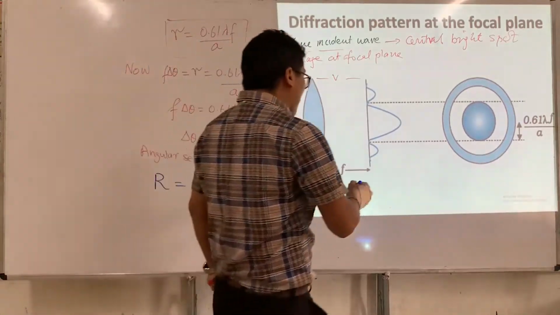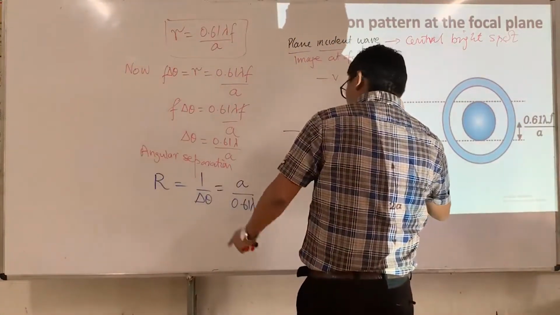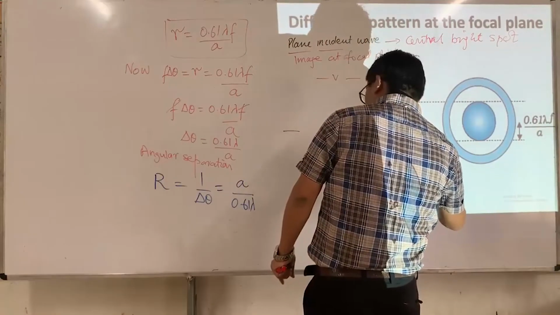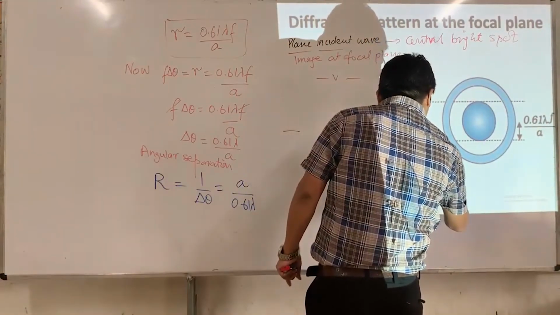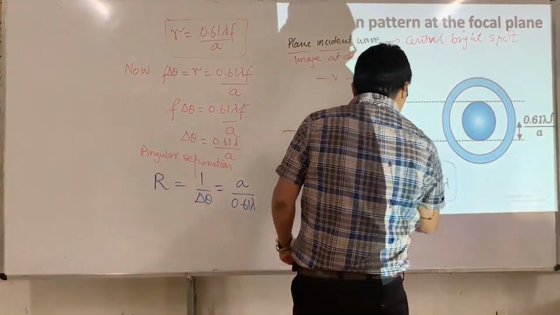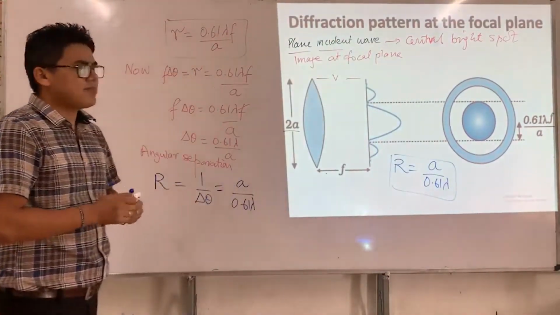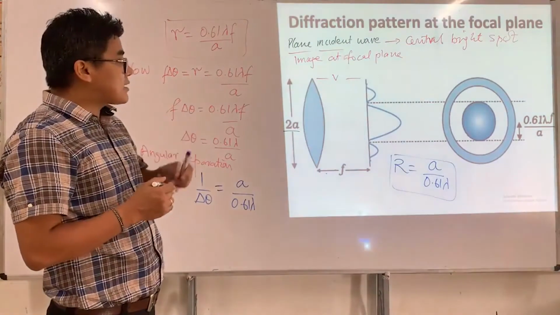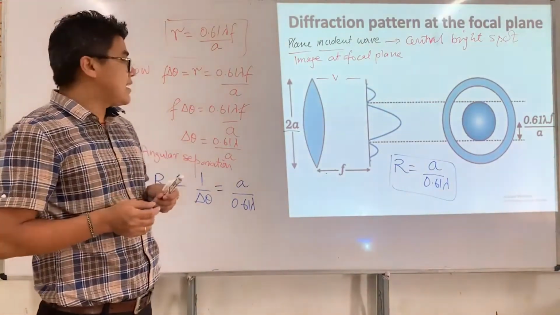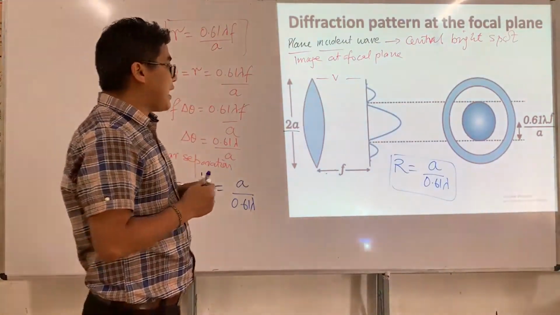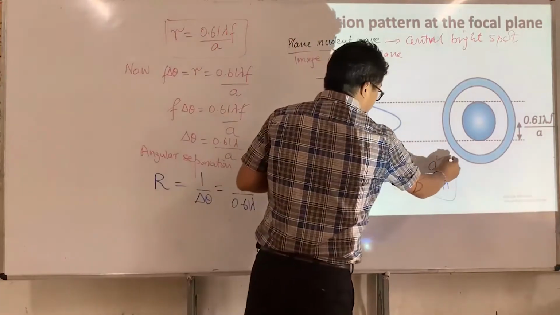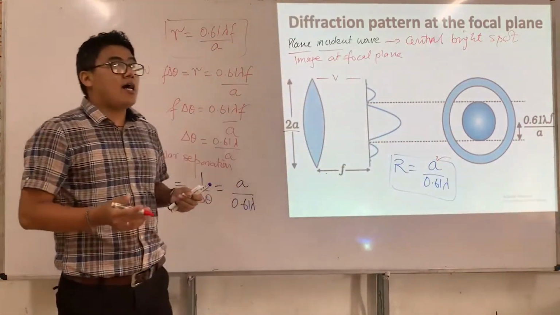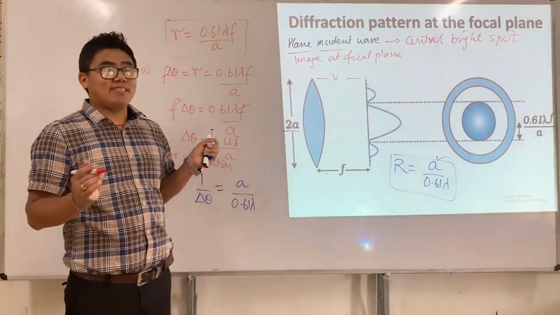Now what is resolving power? Resolving power is equal to a divided by 0.61 lambda. This expression indicates that the resolving power is directly proportional to the size of the objective lens.